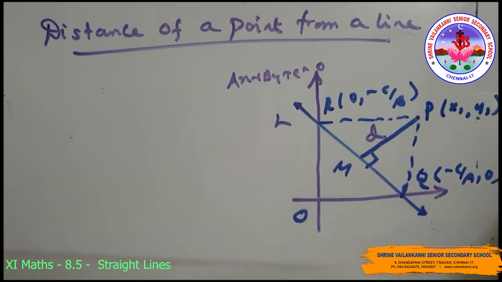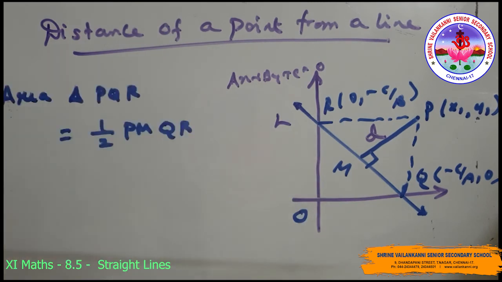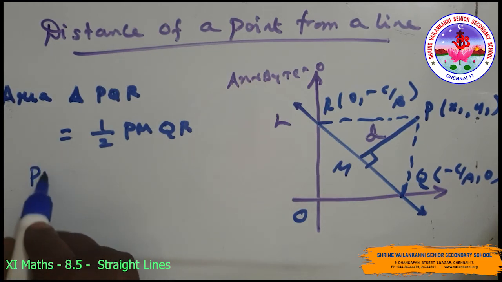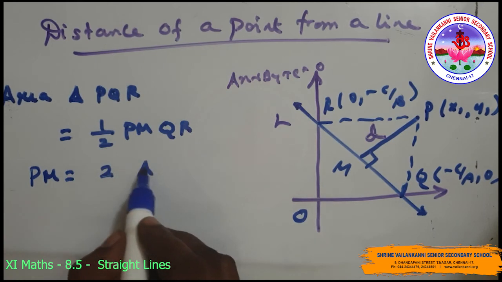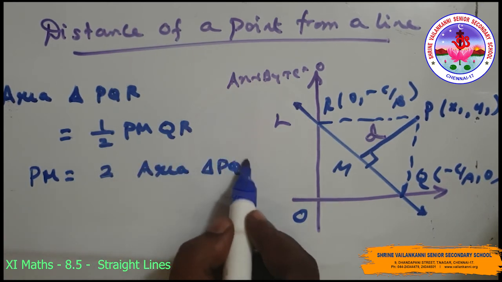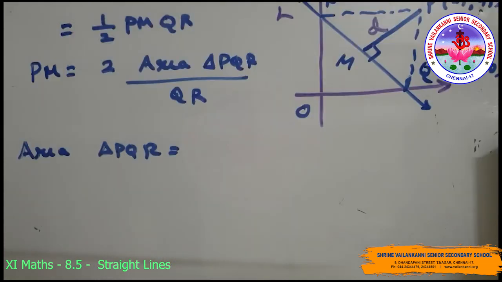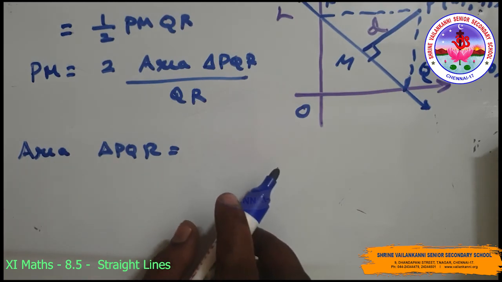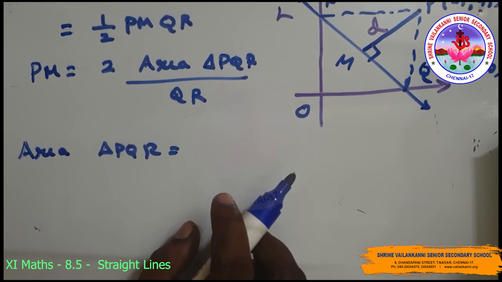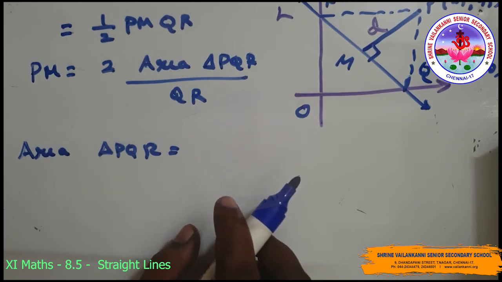Thus the area of the triangle PQR is given by half of PM into QR, which gives PM equal to 2 times the area of triangle PQR, whole divided by QR. Area of a triangle PQR, using the triangle formula, is half of x1 into (y2 minus y3) plus x2 into (y3 minus y1) plus x3 into (y1 minus y2).